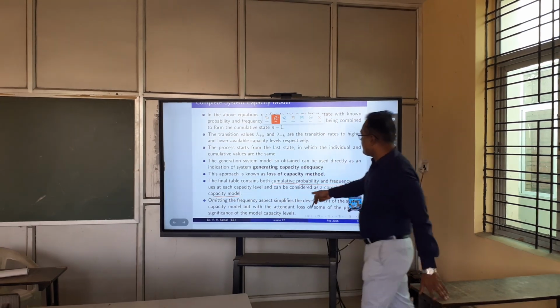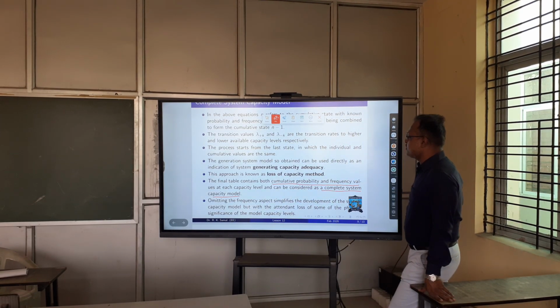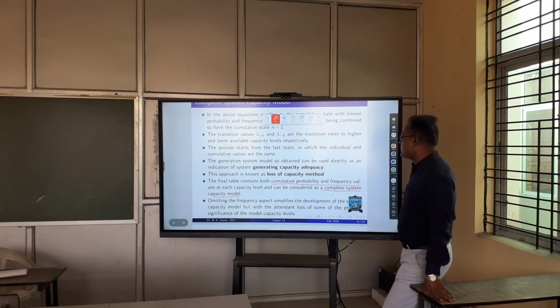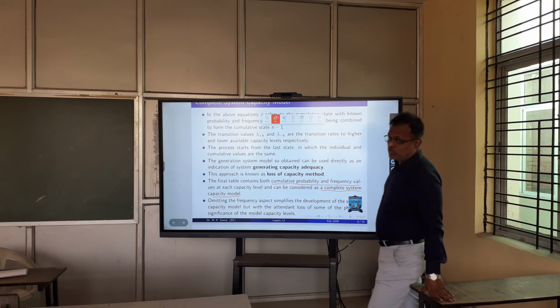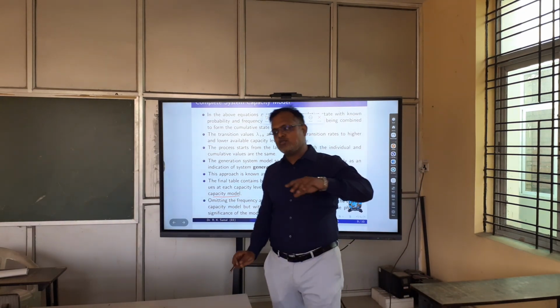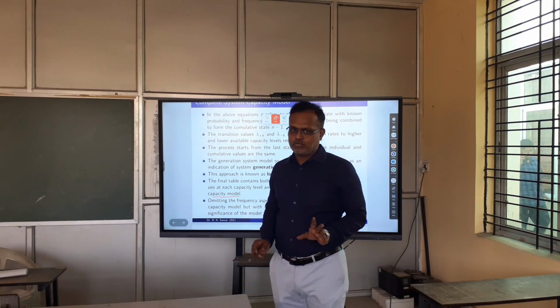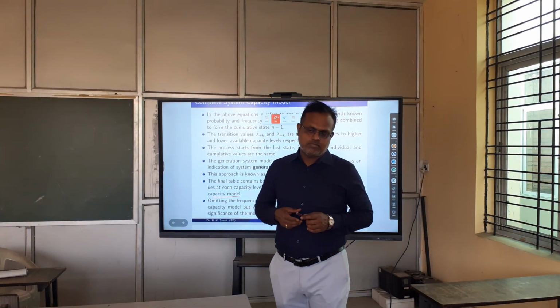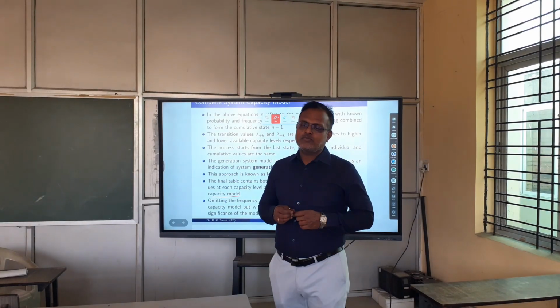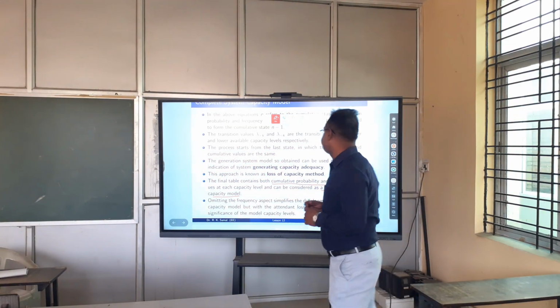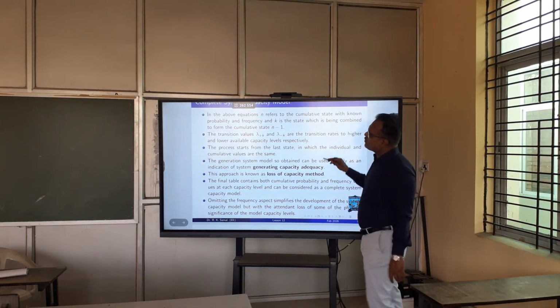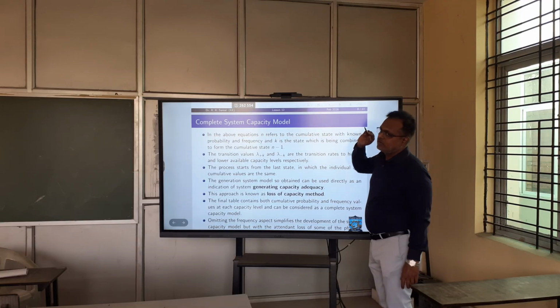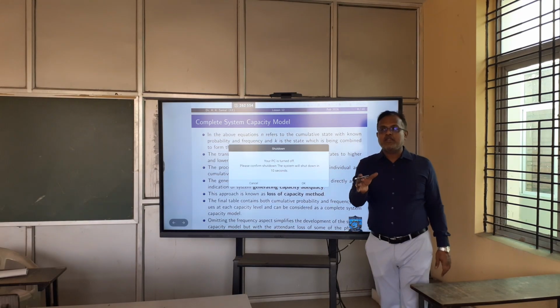Omitting the frequency aspect simplifies the development of the system capacity model, but with the attendant loss of some of the physical significance of the capacity levels. As I told you, in most places only the probability part is used, the probabilistic approach. The frequency approach is generally not used, but if you require it in your thesis or project work, then you can use it. So this is all about the system capacity model or the generation model.